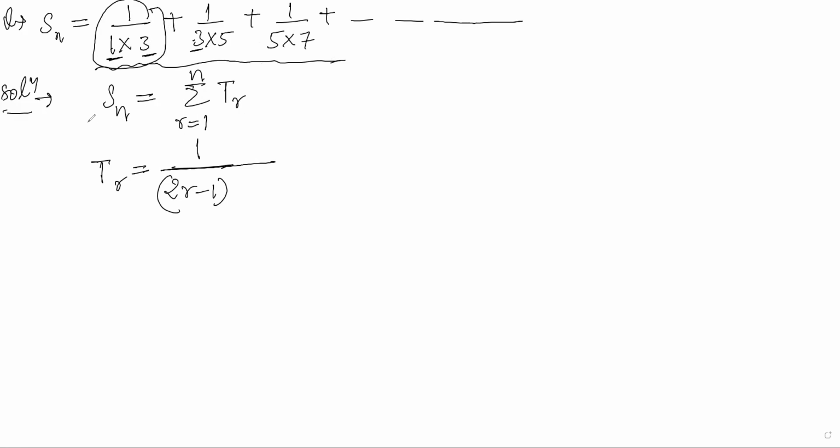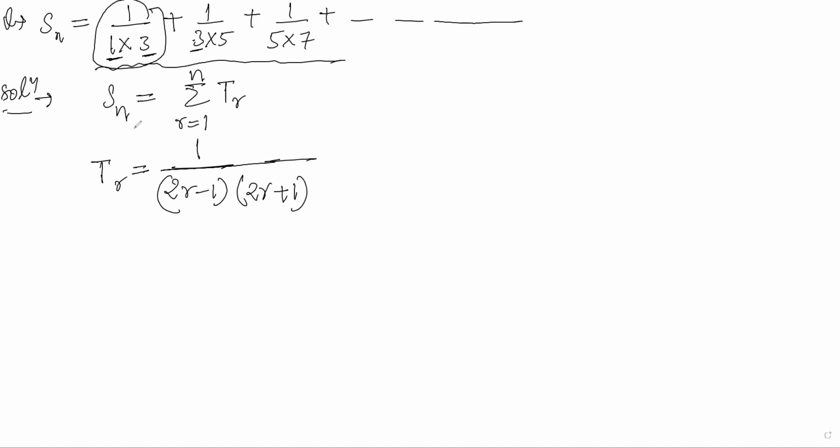Fahad, will you try? 2r plus 1. Correct. 1 by 2r minus 1 into 2r plus 1. You just have to add 2. Now, this is an intuitive way to reach TR. Intuitive means you'll have to think about it on your own. You don't have any formula for it. You'll have to think and then you'll be writing these terms.